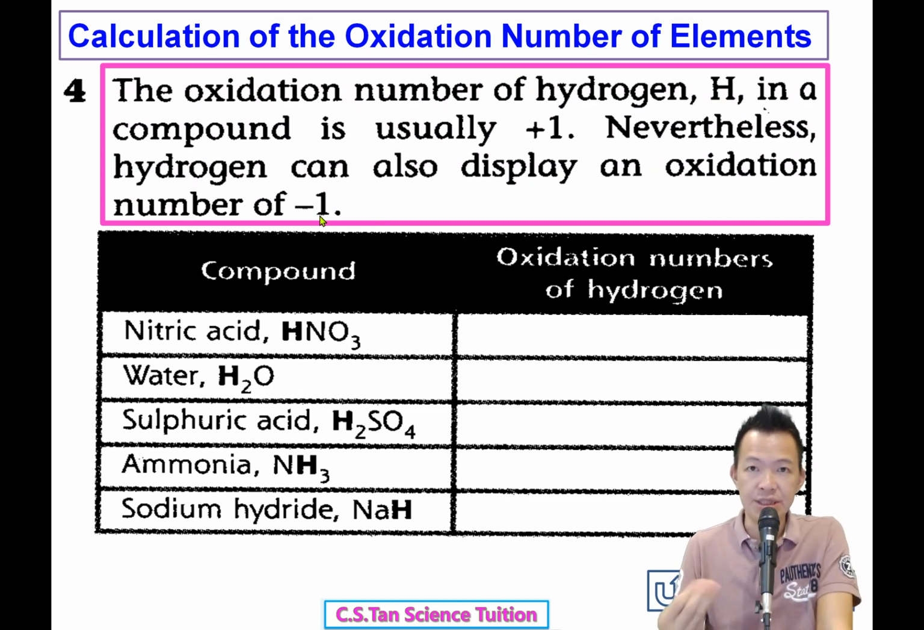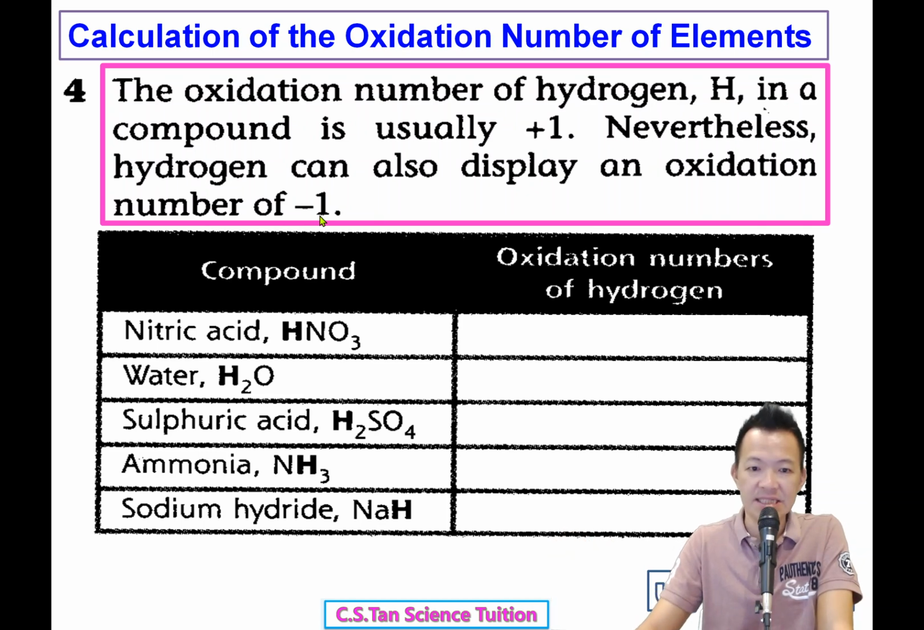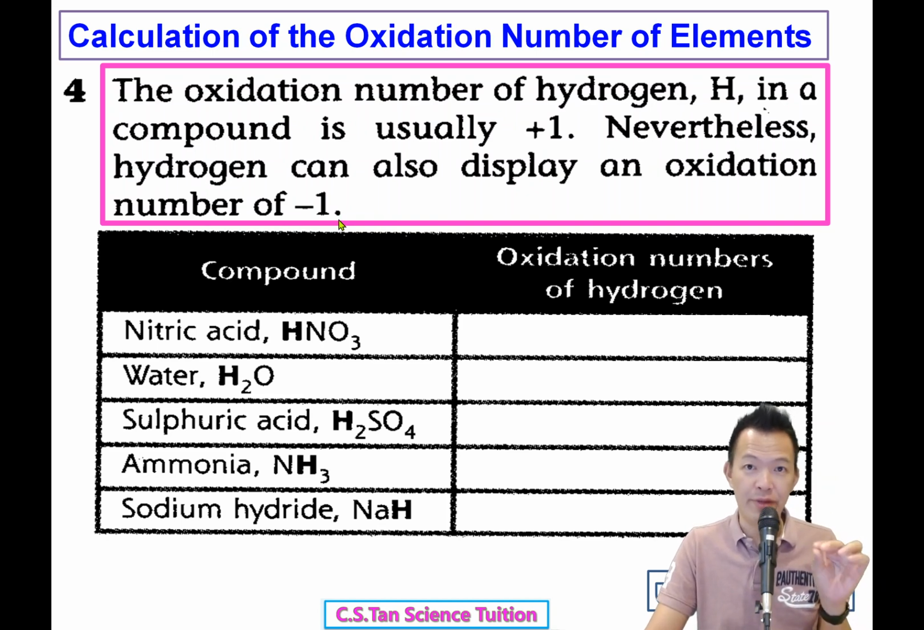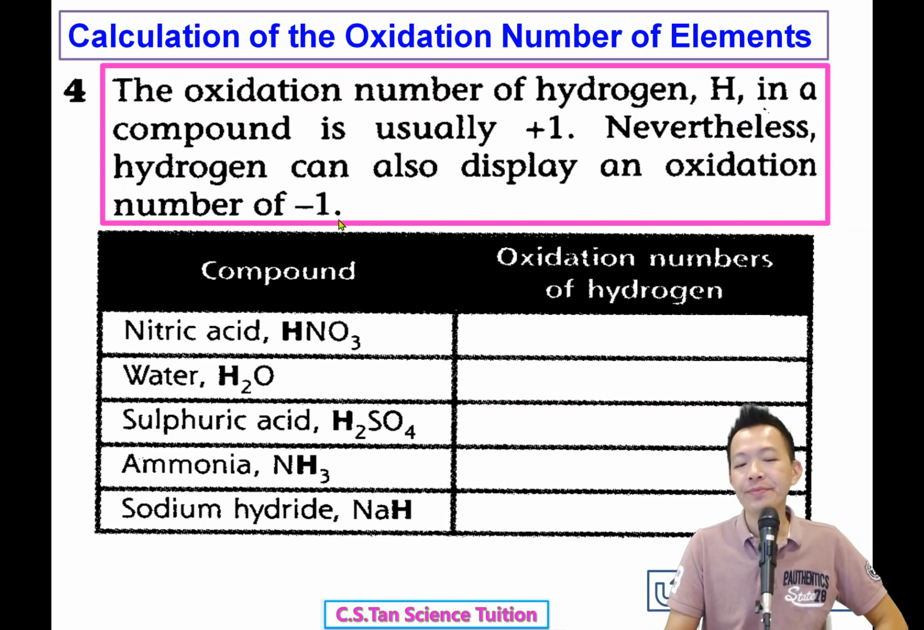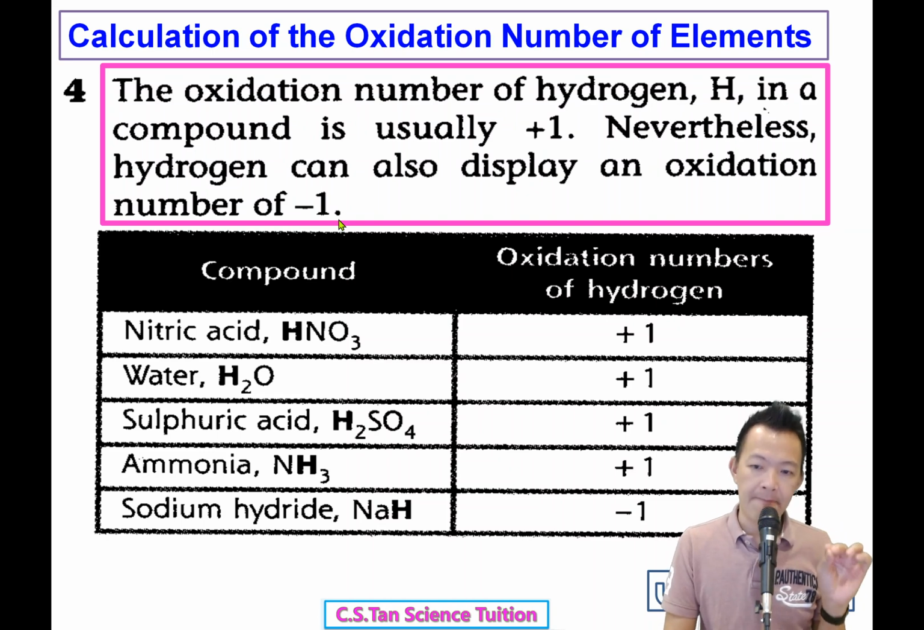It can become negative. So when one day you make your calculation and you calculate the oxidation number, you get the answer negative 1, don't panic, right? So hydrogen in nitric acid is positive 1, hydrogen in water positive 1, hydrogen in sulfuric acid positive 1, hydrogen in ammonia should be positive 1, but hydrogen in sodium hydride, okay, it can be negative 1. Don't be scared, it's a small matter, understand? So this is an example. Next, the 5th rule.